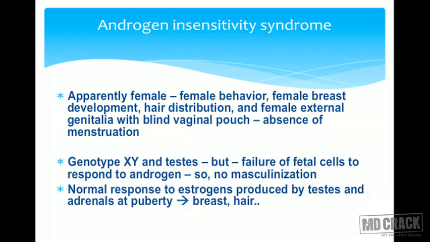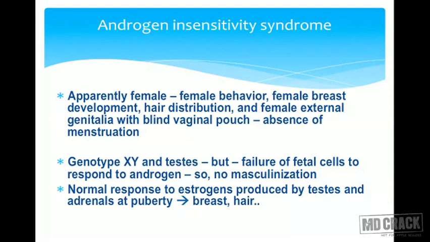She has a genotype XY, and obviously the testes are present. But there is failure of the fetal cells to respond to androgen, and that's why there is no masculinization. Although the genotype is XY and the testes are present, the fetal cells did not respond adequately to androgens, so masculinization did not happen. Whereas there was a normal response to estrogens produced by the testes and the adrenals at puberty.